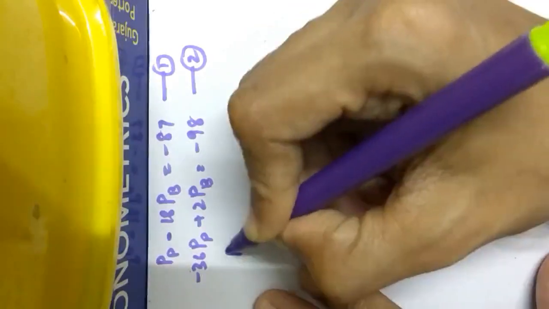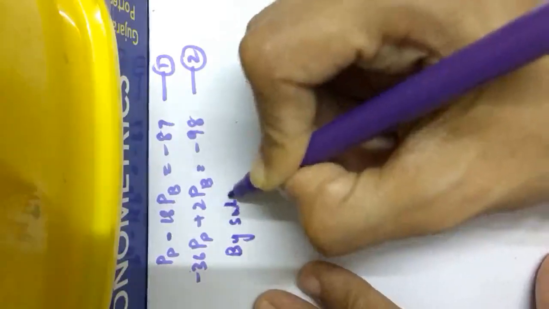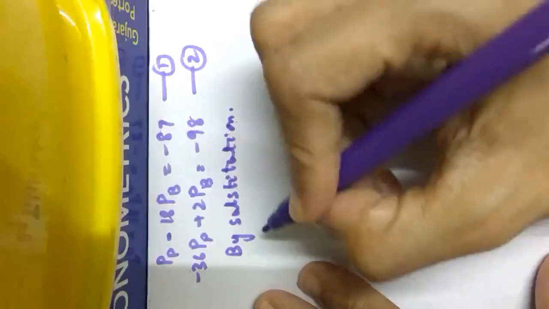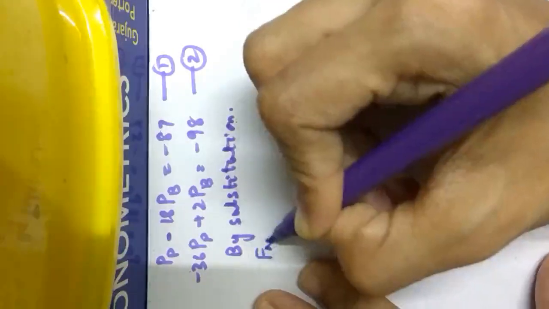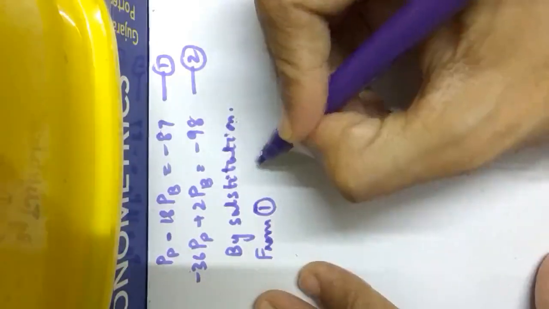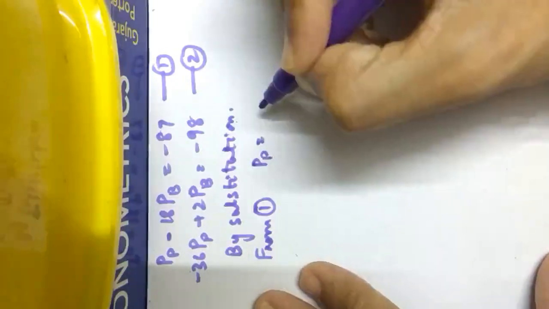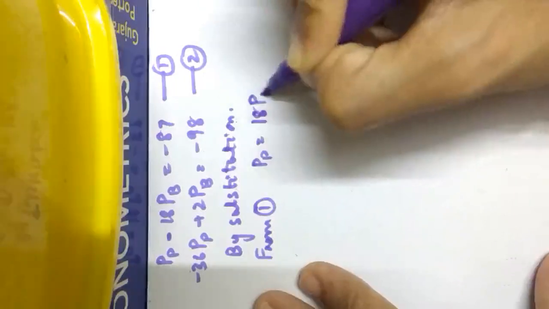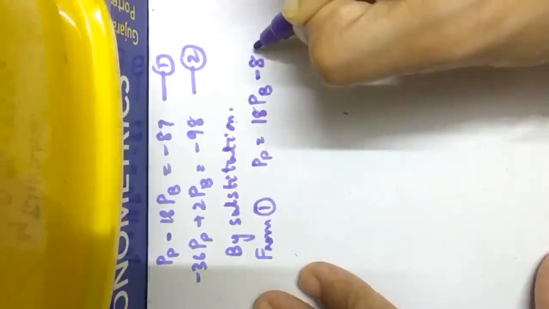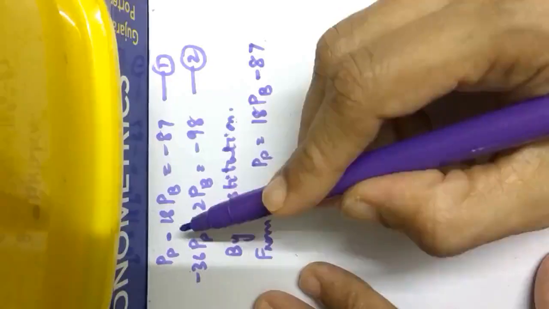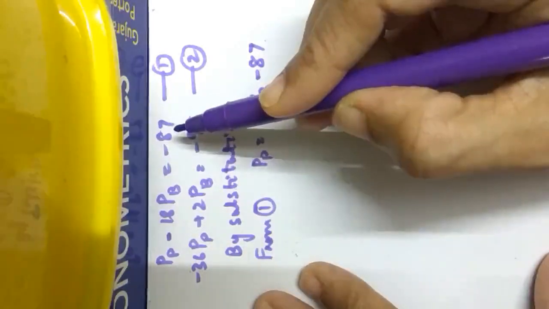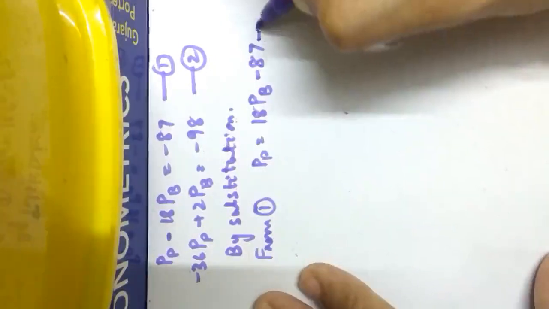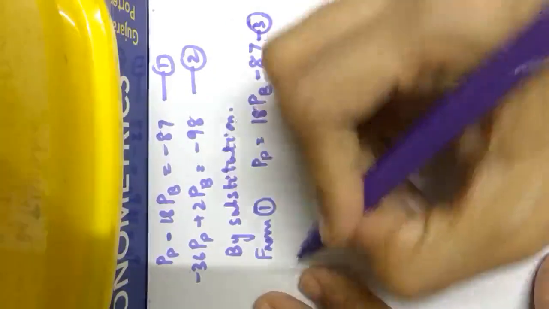Okay, this time I'm gonna try the substitution method. So by substitution method, from equation 1, I can write that the price of pork PP is equal to 18 times price of beef minus 87. So negative 18 PB, when it goes here, it becomes positive, right? Now I'm numbering this relation 3.